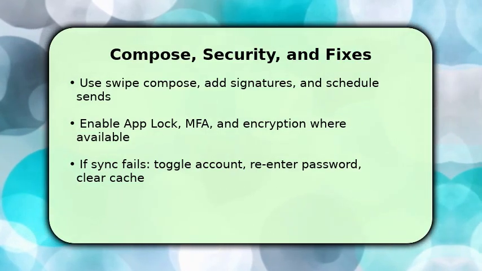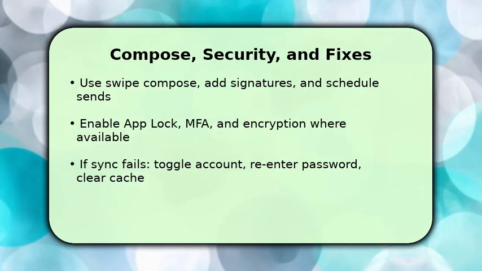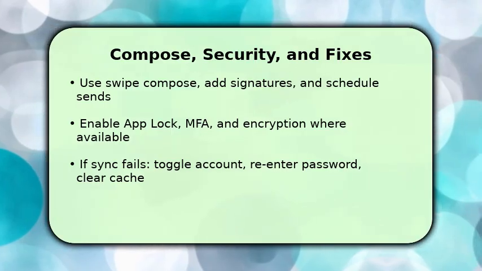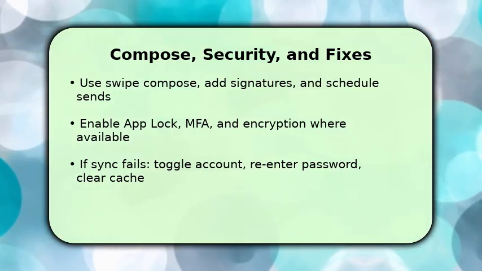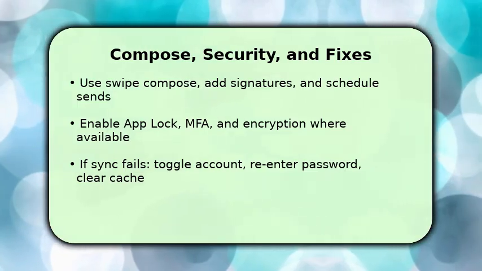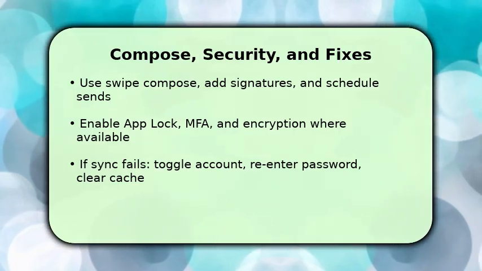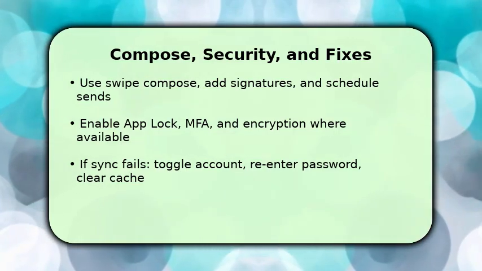Secure the app with AppLock and enable multi-factor authentication so your account stays protected. If messages stop syncing or you see errors, sign out and sign back in, re-enter your password, check network and permissions, and clear the app cache. If that fails, remove and re-add the account. Most issues resolve with a reconnect, so try that before diving deeper.